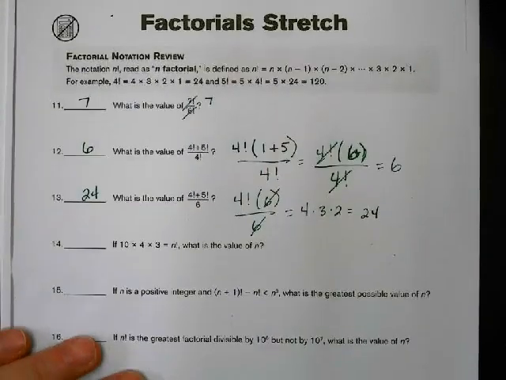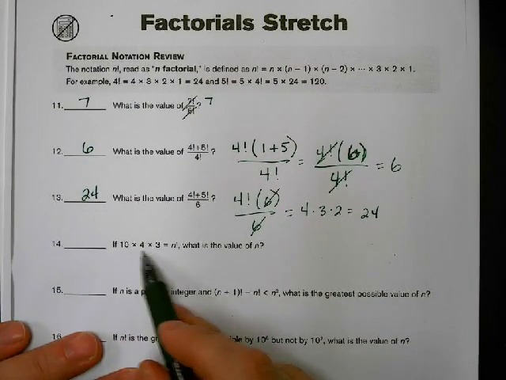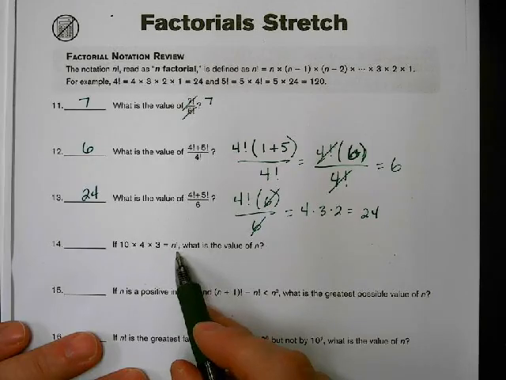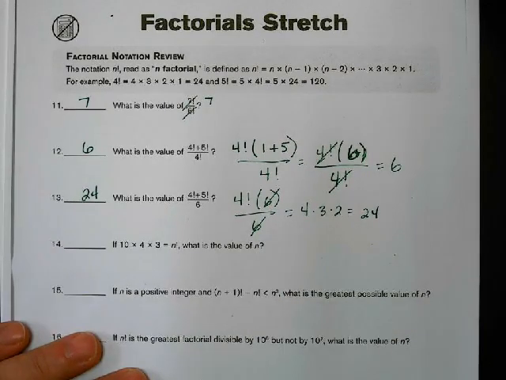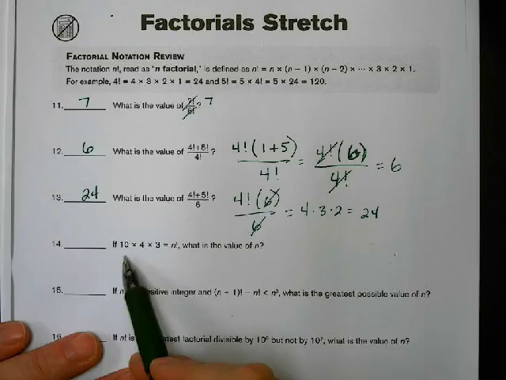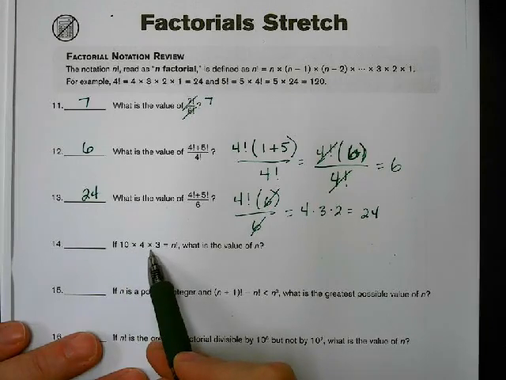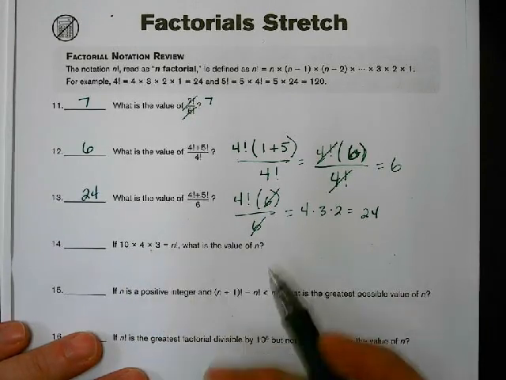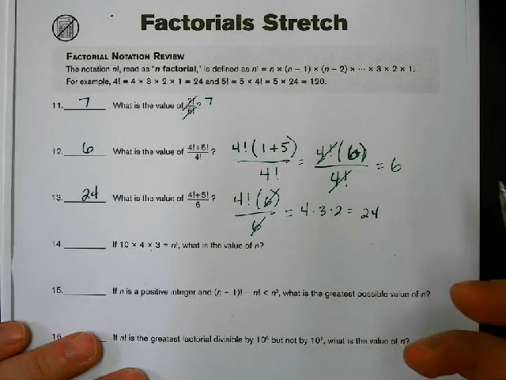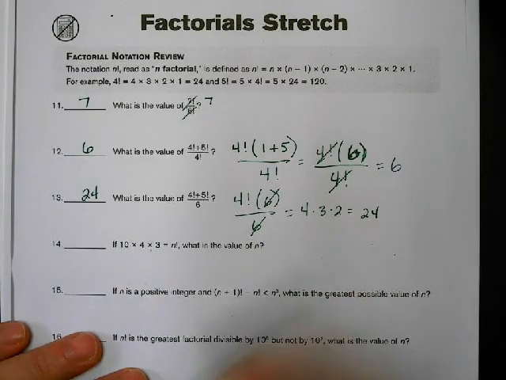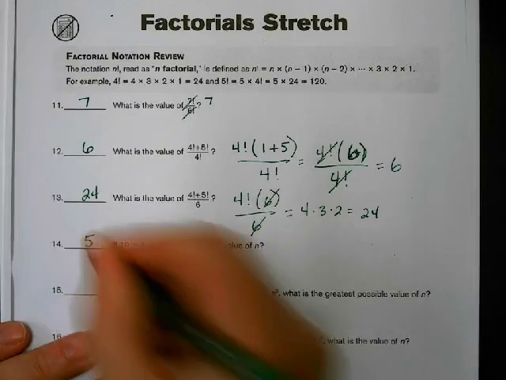All right, next one. If 10 times 4 times 3 is n factorial, what is the value of n? Well, you can look at it and go, okay, this is 10 times 12, so that's 120. And if you know your factorials, you'd know that that's 5 factorial. So you might go, oh, automatically, I know the answer is 5.